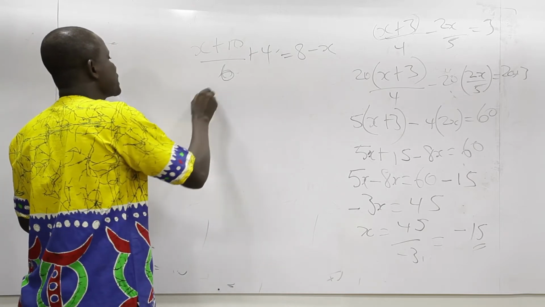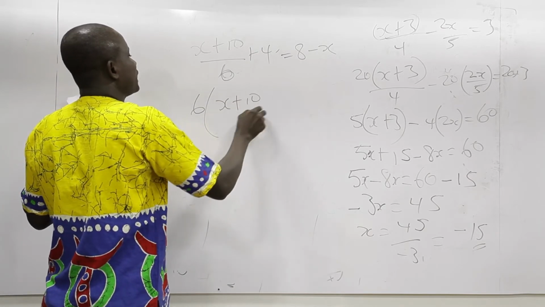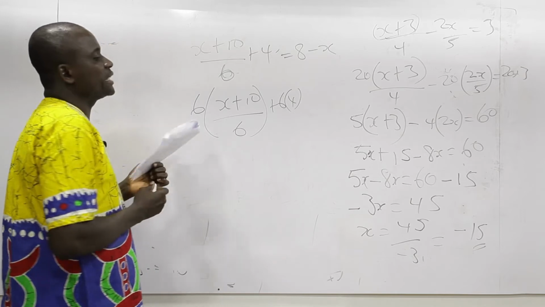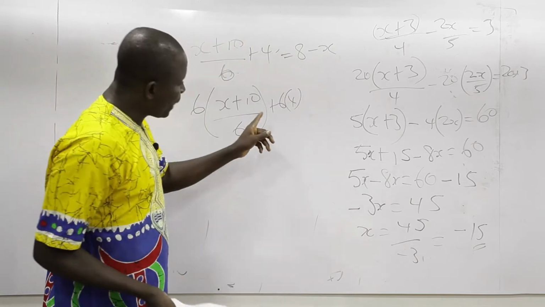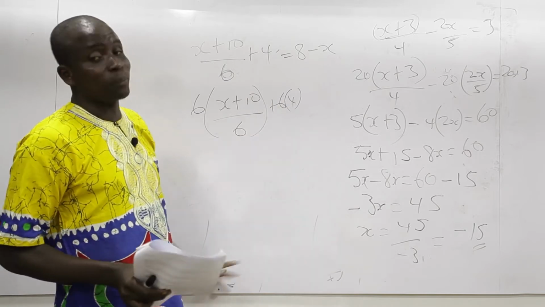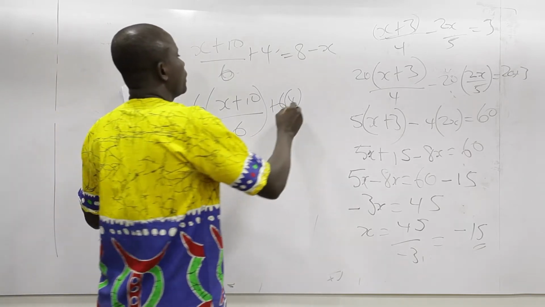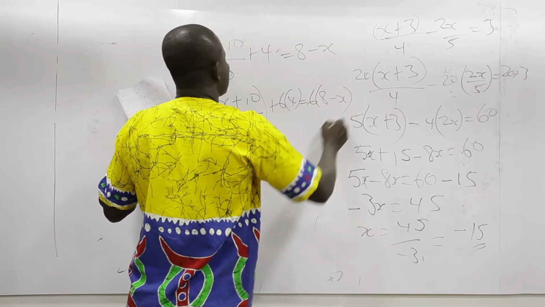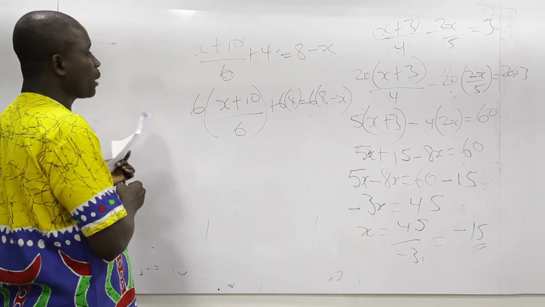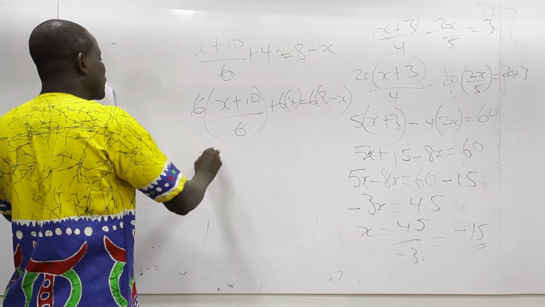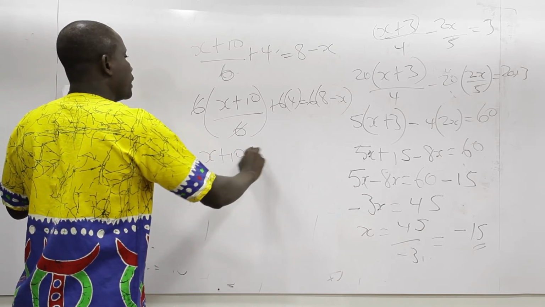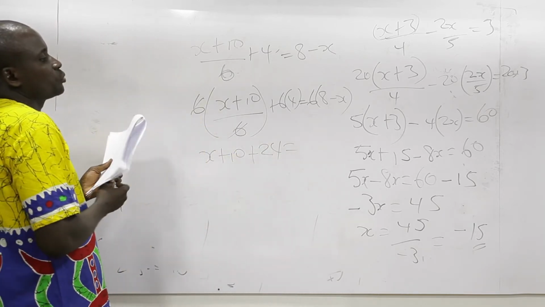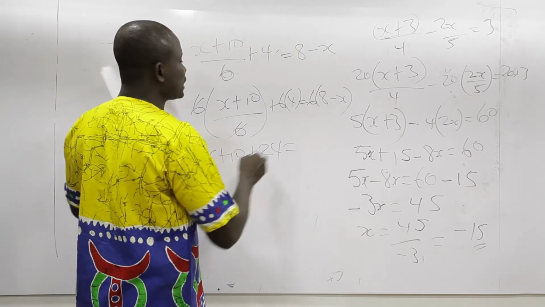So here becomes 6 into bracket x plus 10 over 6 plus 6 times 4. As I've already indicated, if I write 6 and I bring into bracket like this and I write 4, it is telling us it is multiplying. The bracket means it's multiplying. It's equal to 6 into bracket 8 minus x. So it is multiplying that one also. So this one will cancel this, and we have what? X plus 10, plus 6 times 4 is what? 24, right? Is equal to, look at the equality sign, 6 times 8 is what? 48.